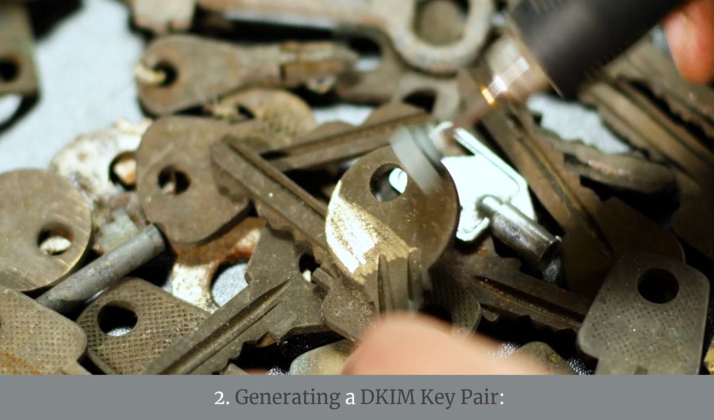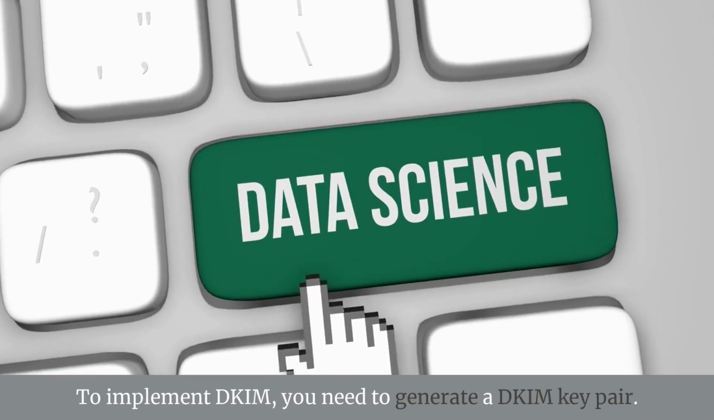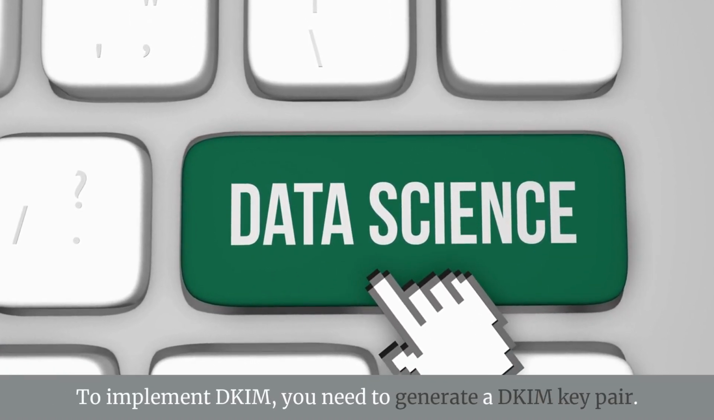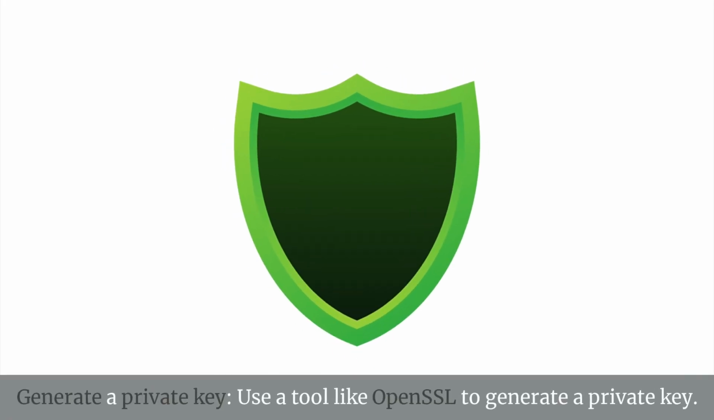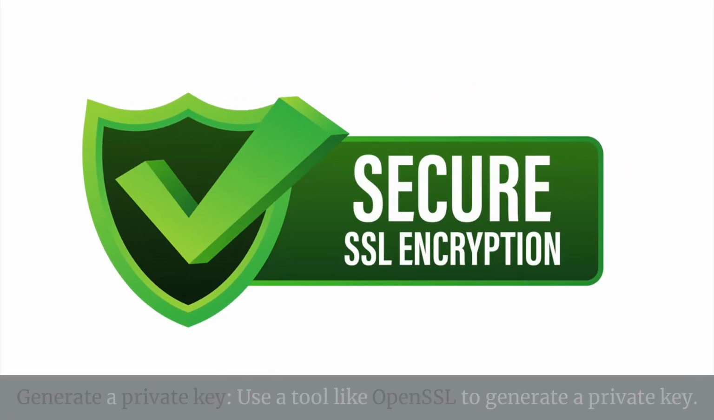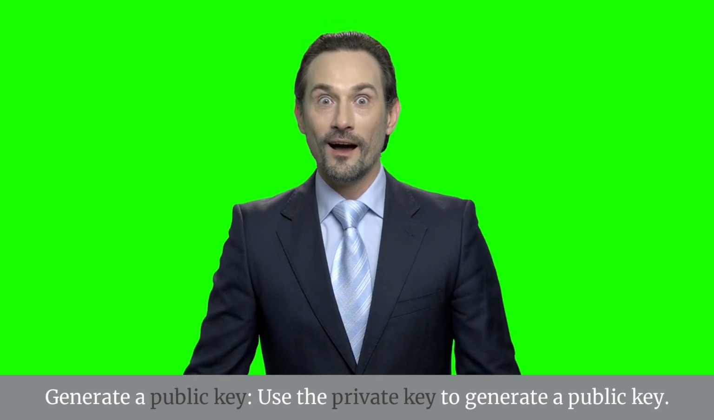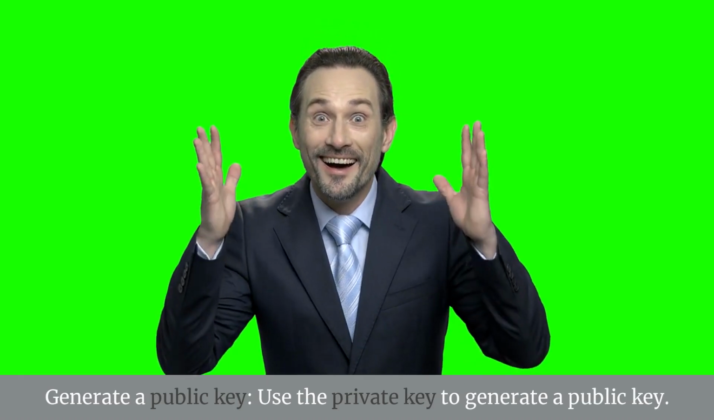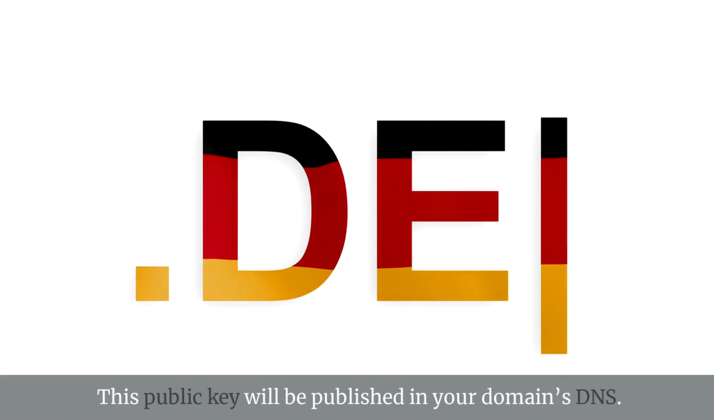2. Generating a DKIM key pair. To implement DKIM, you need to generate a DKIM key pair. Follow these steps. A. Generate a private key. Use a tool like OpenSSL to generate a private key. The private key should be stored securely. B. Generate a public key. Use the private key to generate a public key. This public key will be published in your domain's DNS.